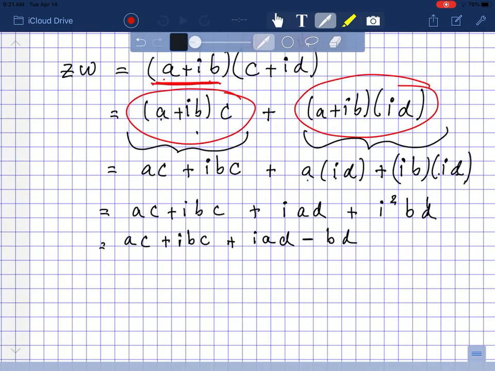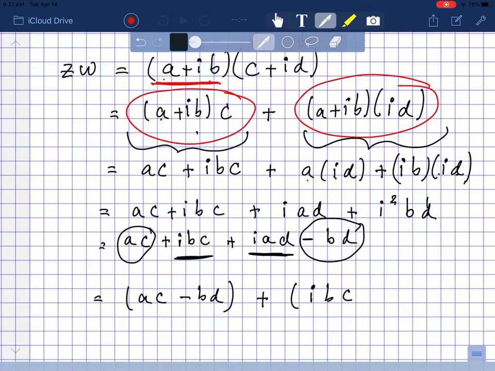And now let's collect the terms. So these two terms sitting here, this one and this one, these are imaginary numbers, right? Because it's a real number times the imaginary number i. Whereas this term here and this term here, these are real numbers. So I'm going to sum those together. So I'm going to write this as a times c minus b times d plus, and then I have i times bc plus i times ad.